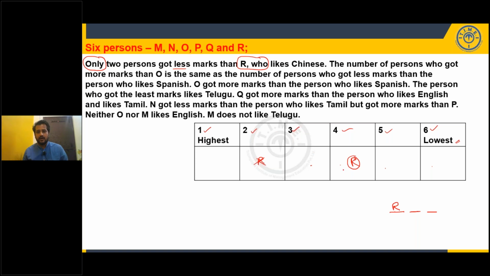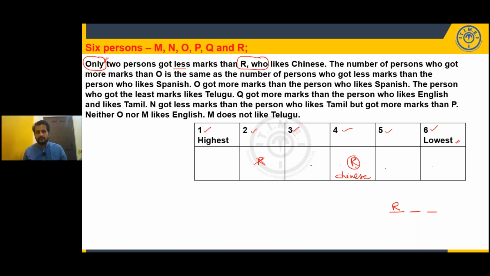Who is nothing but we are talking about R. What is given? R likes Chinese. So here we can write Chinese. R likes Chinese, so the first clue is completely utilized. Okay, this term "only" is very important, because only 2 persons got less marks than R means after R only 2 are required when the order is highest to lowest.